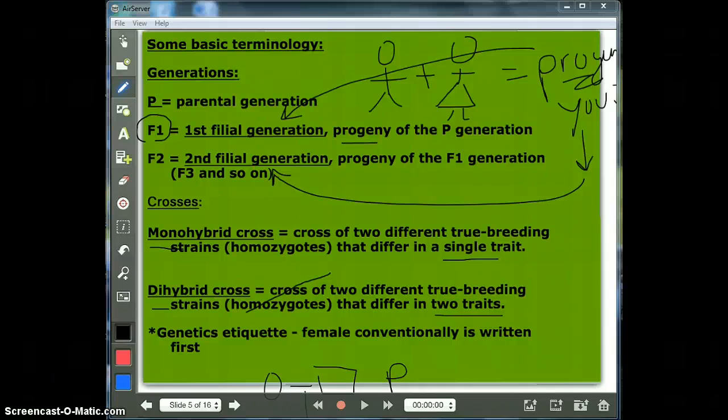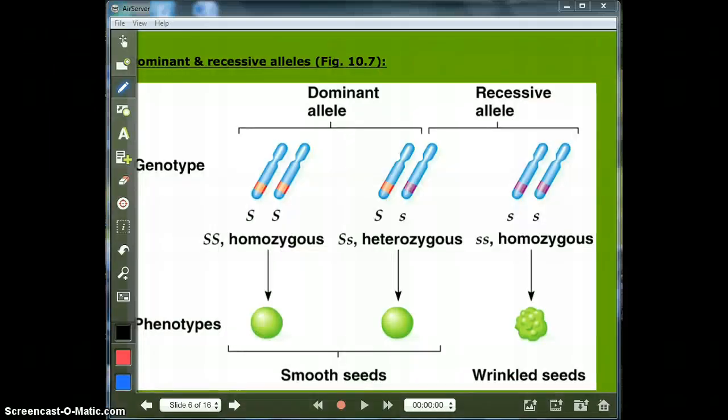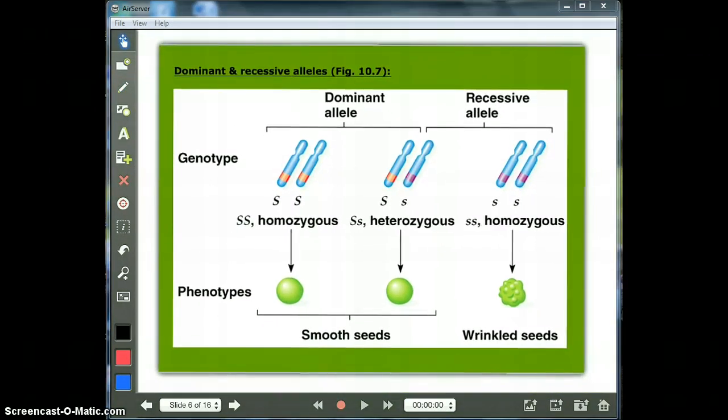All right. In terms of genetics etiquette, just like most things, a little bit of chivalry: female is usually written first. Now, we have what's called our Punnett square going to be developed, and we're going to talk about a dominant and recessive trait. Dominant traits are always represented by a capital letter. A recessive trait is always represented by a lowercase letter. So in this illustration, you're seeing capital S's and lowercase s's.